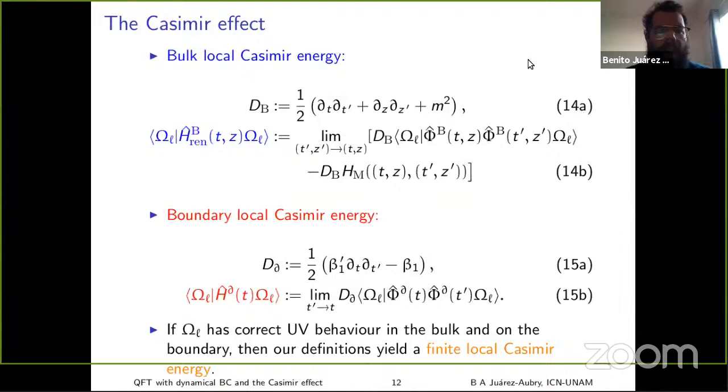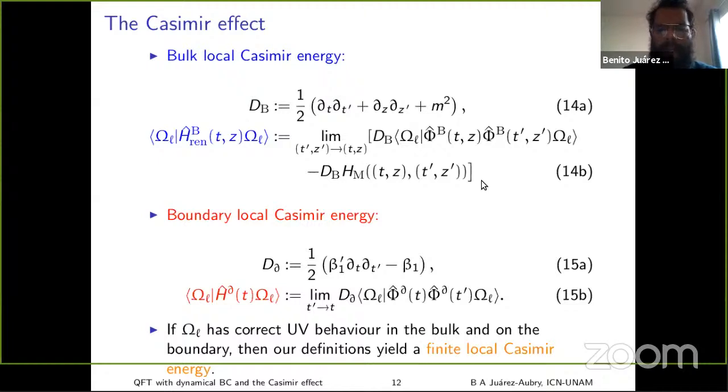So how do we define the bulk local Casimir energy or energy density? We apply this operator to the two-point function, and we subtract the application of this operator to the Hadamard subtraction piece, or parametrix. So this is now regular in the coincidence limit, and we can take the limit when t prime and z prime go to t and z. So now this is going to give me the expectation value of the renormalized Hamiltonian. And notice that if you would put a classical field in this operator and take the coincidence limit, this would just be the classical energy. So this is why this point-splitting prescription is very natural.